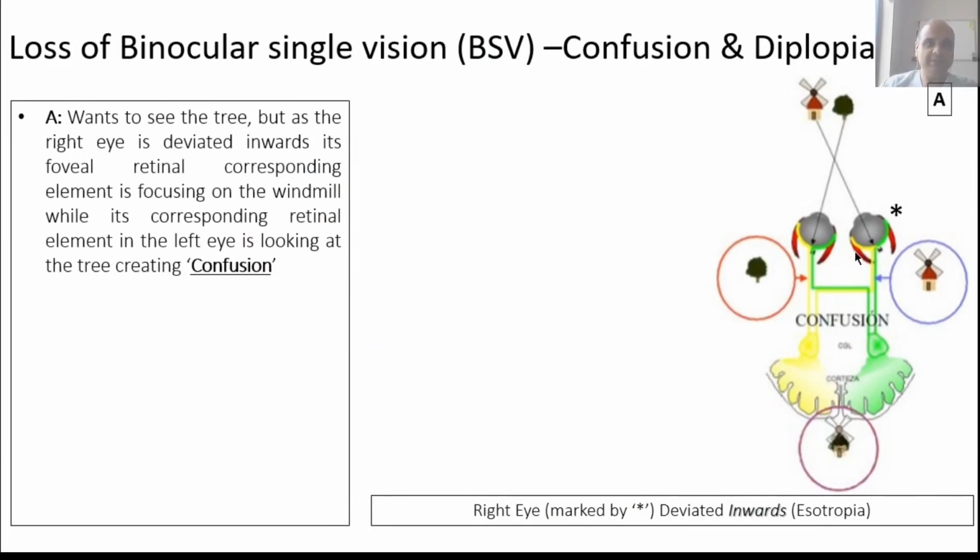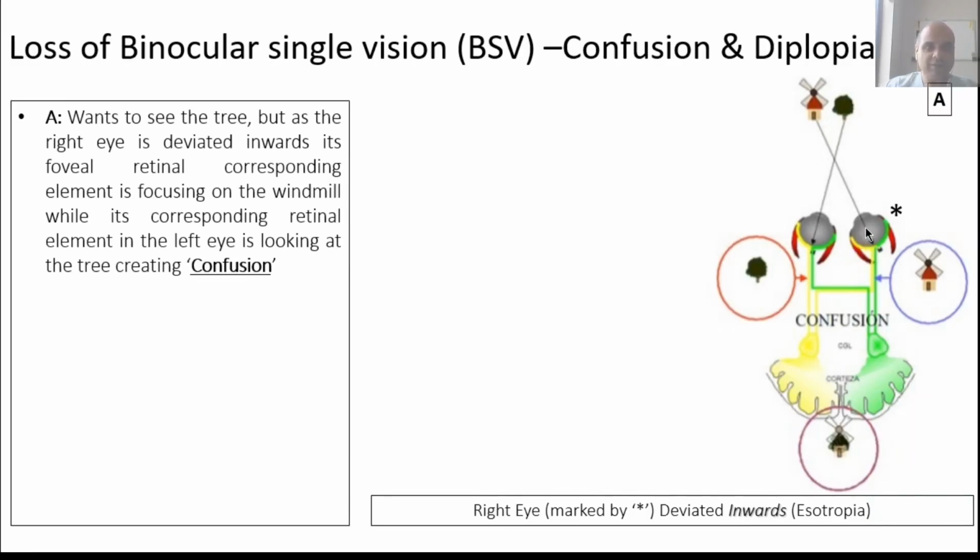So this is the right eye, which is marked by an asterisk, and this is the left eye. The right eye is turned inwards now. The person wants to look at a tree, and the left eye is appropriately looking at a tree, which is good. And the information is going from the foveal photoreceptor to the appropriate part of the visual cortex. And this foveal photoreceptor is obviously a part of the corresponding foveal element as it's paired to the other fovea. The problem is the other fovea is no longer aligned to the same point in space as that of the left eye, the foveal photoreceptors of the right eye.